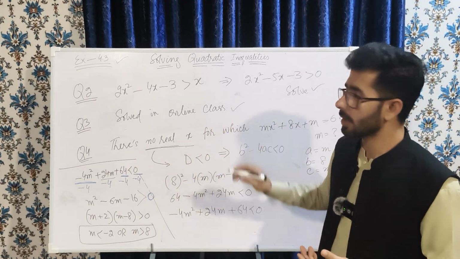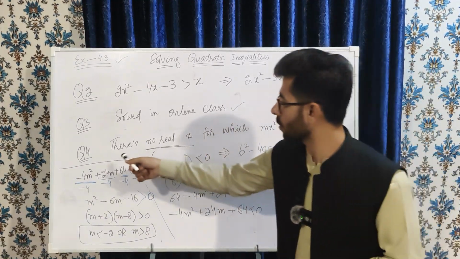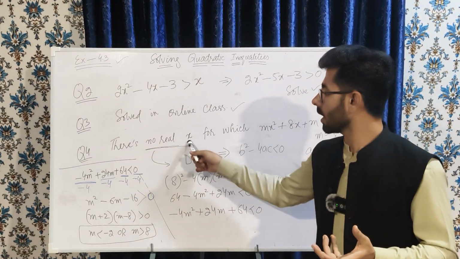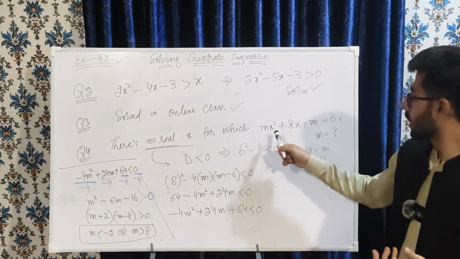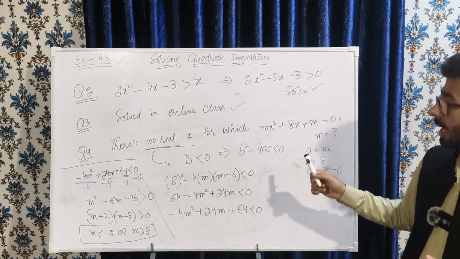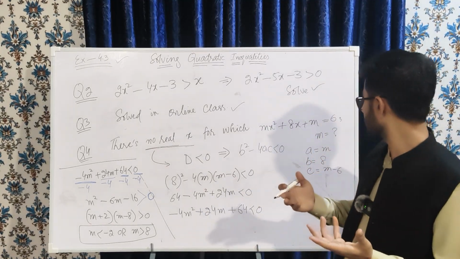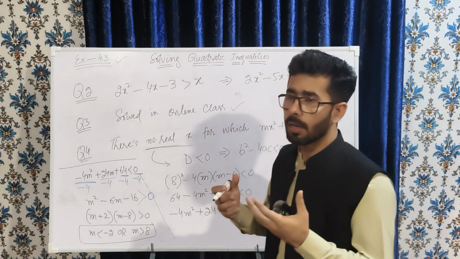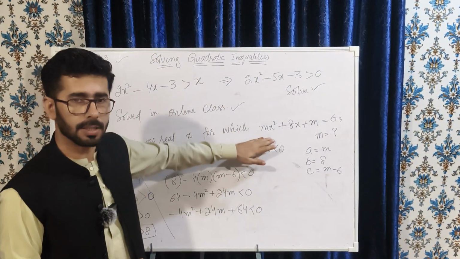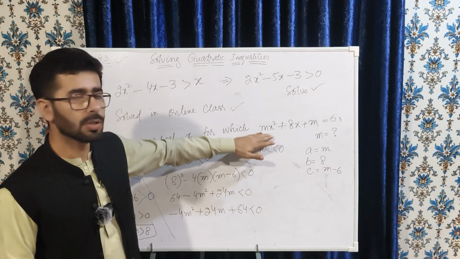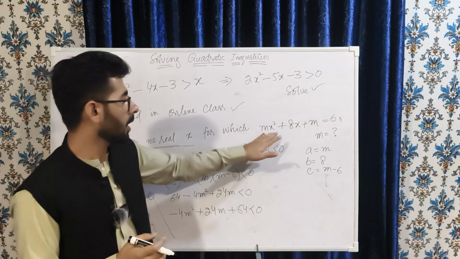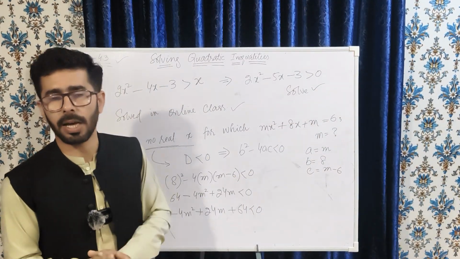We solved question number 3 in online class already. We move to question number 4. It has a new condition. It says there is no real value of x for which mx square plus 8x plus m equal to 6 has any solution. So there is no real value of x that can satisfy this. It means it does not have any real roots. There is no real value of x which can make these two sides balanced.